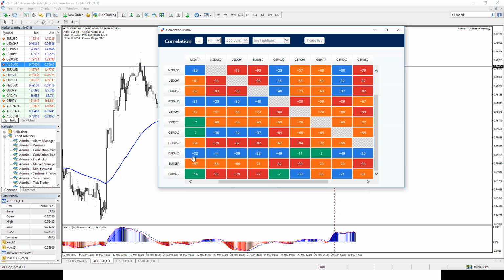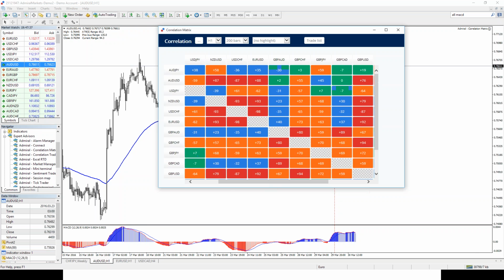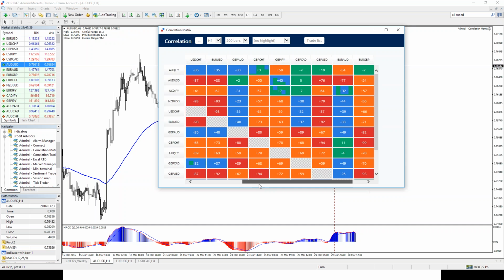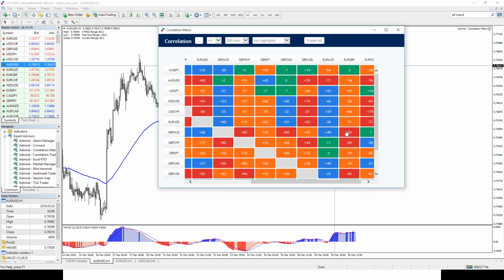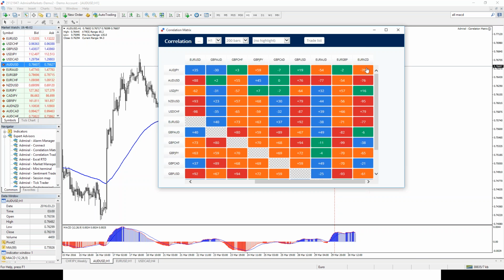So I have it here. Let's see euro dollar, and look at this. Euro Audi minus 38. So no, if I was to take a long trade on euro dollar, I wouldn't take any long trade on euro dollar. But I would consider maybe euro GBP. Look at this, minus 71. Interesting.